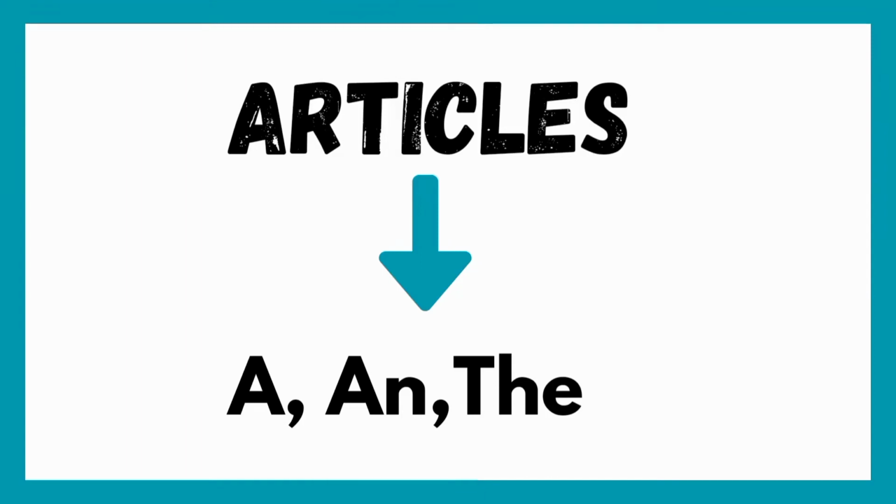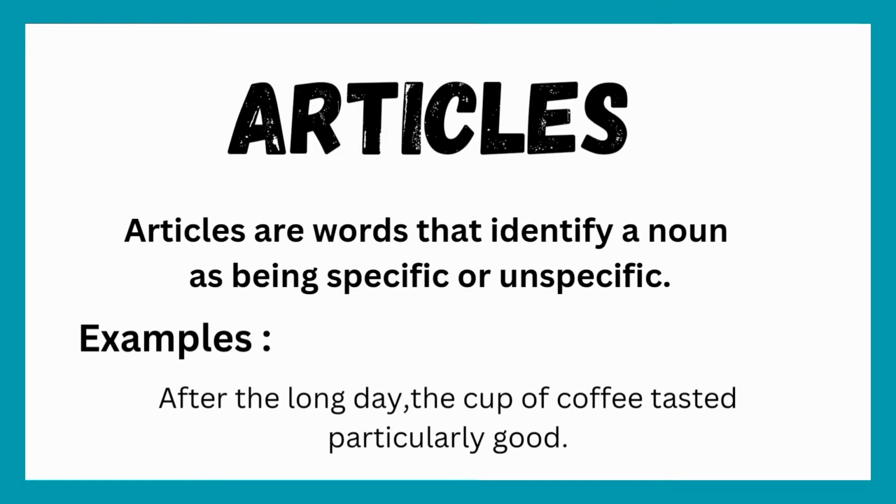Hi everyone, in today's lesson we are going to learn articles a and the. What are articles? Articles are words that identify a noun as being specific or unspecific. For example, after the long day, the cup of coffee tasted particularly good. Here, the shows the specific day that was long and the specific cup of coffee that tasted good.